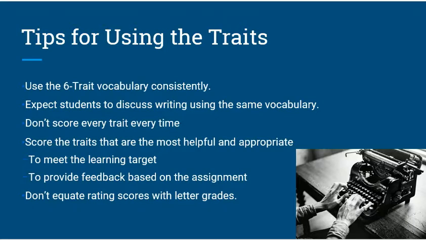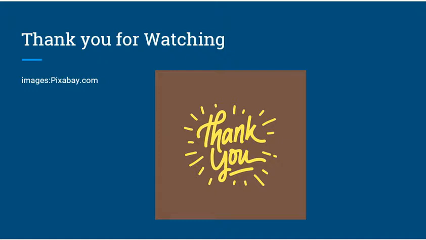Don't score every trait every time. Score the traits that are the most helpful and appropriate. So meet the learning target to provide feedback based on the assignment, and don't equate rating scores with letter grades. After you apply all the six traits, your writing will be better than before if you use them. And you can use this strategy for IELTS, TOEFL, or university tests. Remember this. And after a student is done with the work using the six traits rubric, the student can do peer review. So that's it.